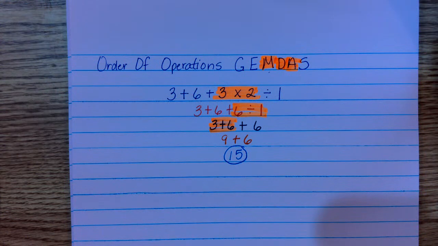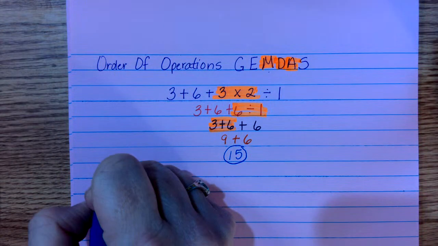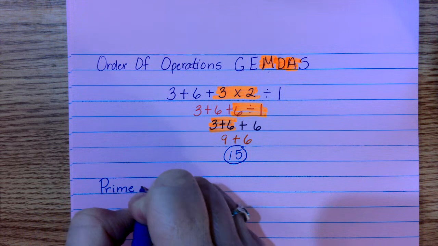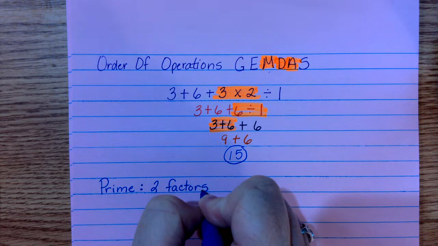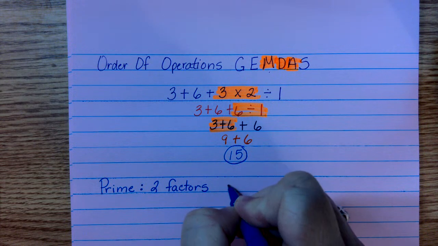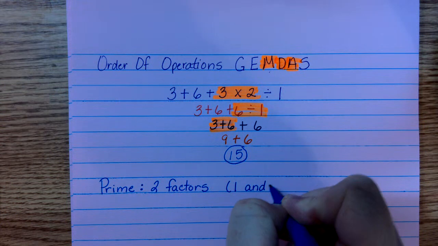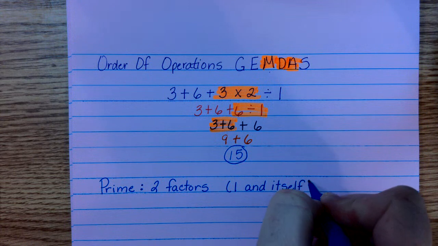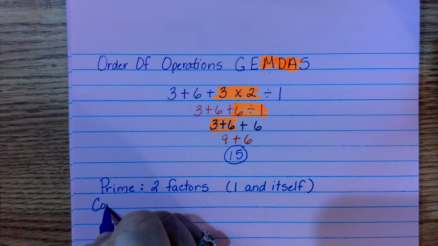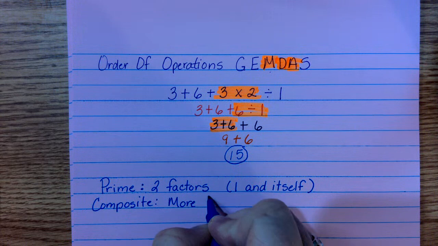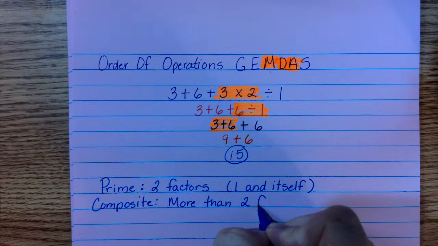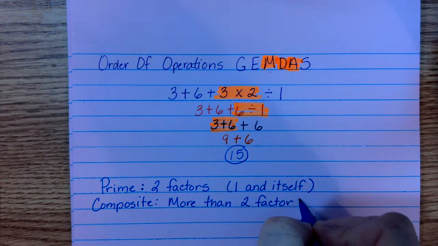Another type of question that you're going to see on the test is one that asks you to select prime numbers. It is important for you to remember the difference between prime and composite. Prime numbers only have 2 factors. So 2 numbers multiplied together equal that number. And the 2 factors are 1 and itself. Composite numbers have more than 2 factors. So they have 1 and itself, but they also have other ones.